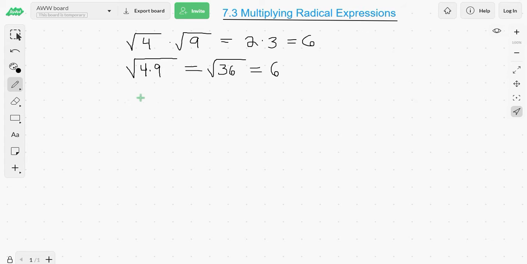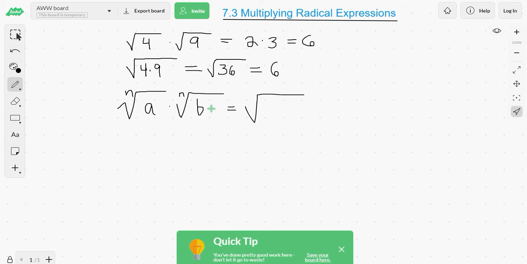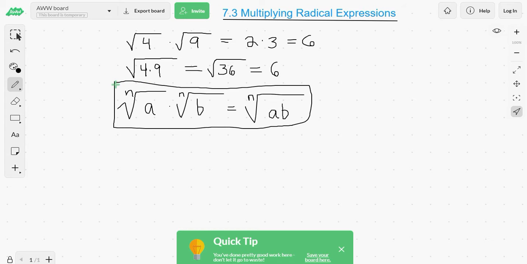It's called the product rule for radicals, and it's written in the following way. If we have the nth root of a number times the nth root of another number, we get the nth root of the product of those radicands. So we get the nth root of the product of A and B. So the nth root of A times the nth root of B is just the nth root of AB. So that's the general rule that we've just gleaned from taking a look at the above example.